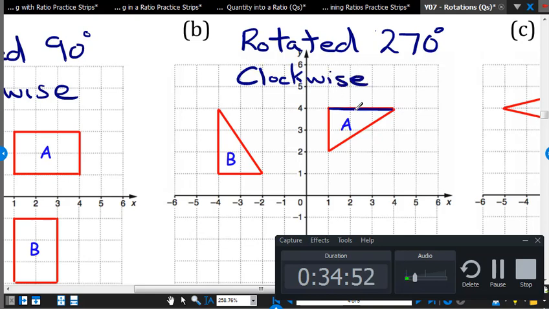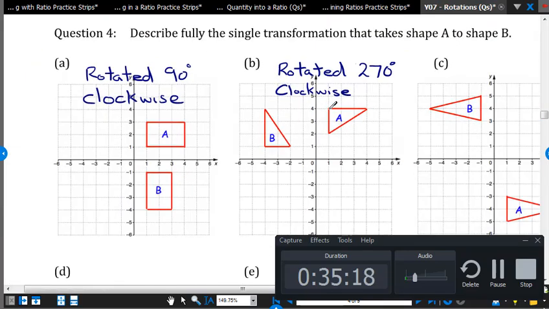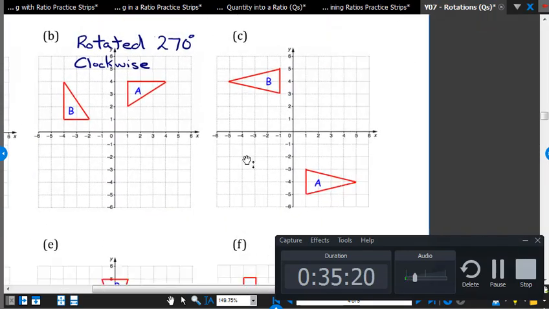And the center of rotation, again, it's not very obvious. It's difficult to visualize the center of rotation, so I wouldn't worry too much about that at this stage. As I said, there is an exact way of calculating that when you get to year 8.